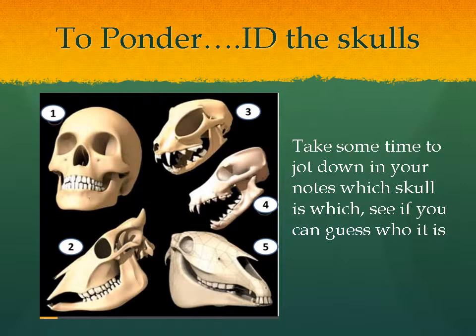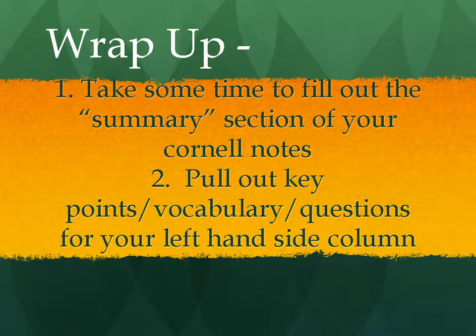All right, so take some time to fill out your summary section of your Cornell notes. So that's going to be the section at the bottom of your piece of paper. Remember, your piece of paper is kind of organized like an eye, okay? And so at the bottom of the eye, all right, take some time, fill out the summary. And then on the left-hand side column, pull out some questions, some vocabulary, or some key points.